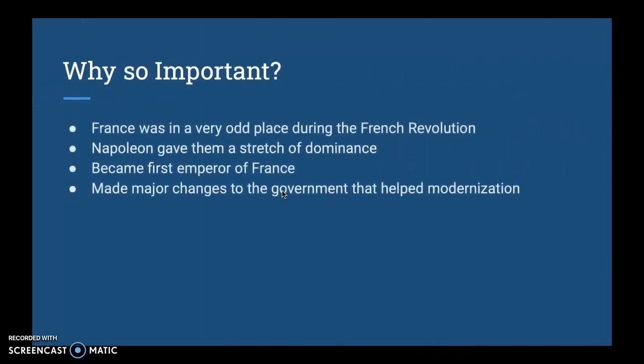Why is this so important? France was in a very odd place during the French Revolution. Napoleon changed that whenever he took over. He became the emperor in around 1804, but was a big part of the government around 1801. He was the very first emperor of France when that happened in 1804, and he made major changes to the government that helped modernization. Other countries around the world followed in France's footsteps with legal and educational systems, which was a huge step towards modernization.